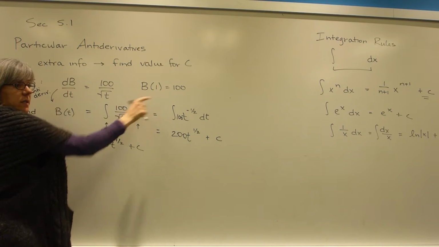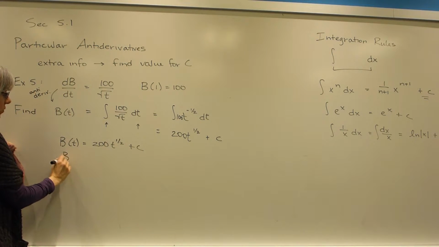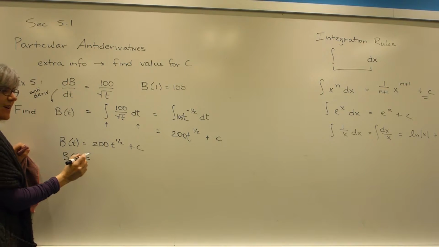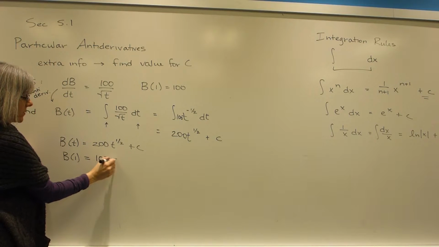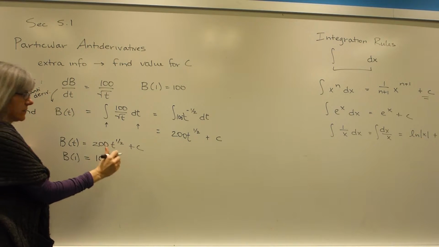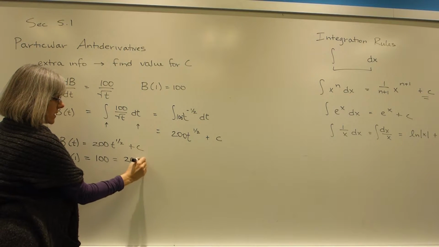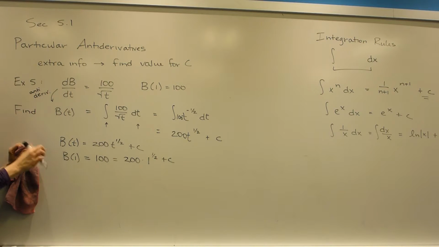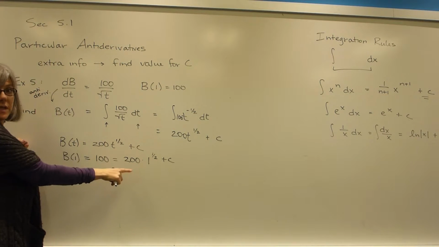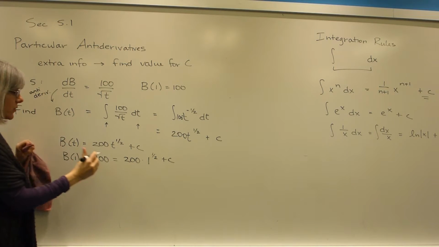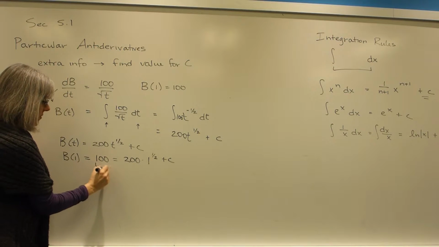We know that b of 1 is 100. So if b of 1 is 100, what does that tell you? That tells you that t is 1. So go ahead and stick that in. So 200 times 1 to the 1/2 plus c. So I've put in what I know for b and what I know for t. What is 1 to the anything? 1.